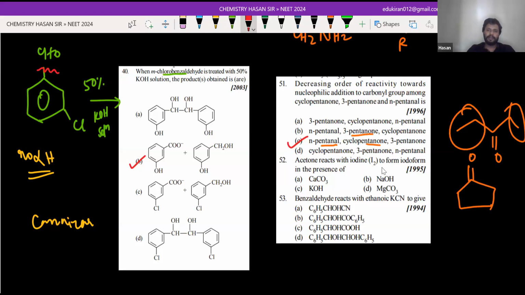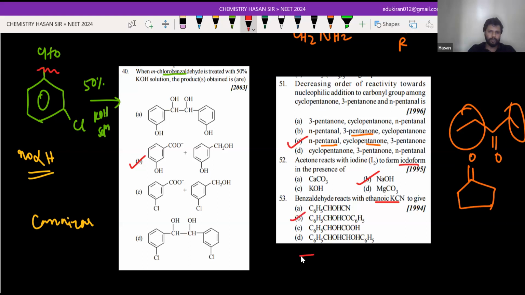And acetone reacting in iodoform, we use NaOH. And this benzaldehyde reacts with ethanoic KCN to give what? Ethanoic acid. Very good, Aisha. So very simple. If you are going to use benzaldehyde in KCN, you need to take 2 moles of this and you will be getting this.